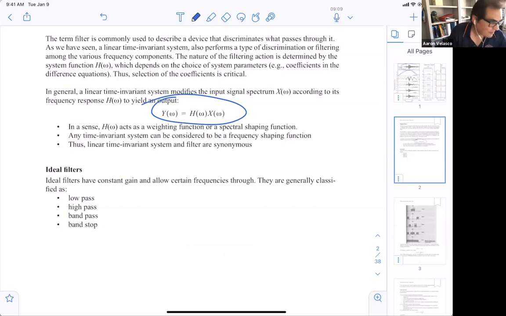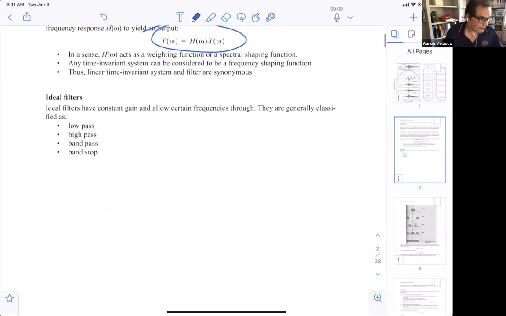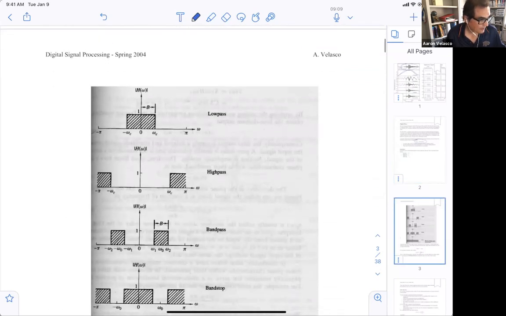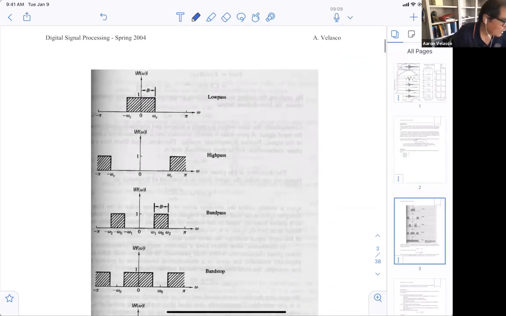But essentially what we want to do is that there's what we call ideal filters. And ideal filters would be like a low pass, high pass, band pass, and a band stop. And that's essentially what we're talking about when we talk about filters. And so what this is, again, frequency domain. This is positive frequency, this is negative frequency. And that's kind of an odd concept. Like, why would you do that?